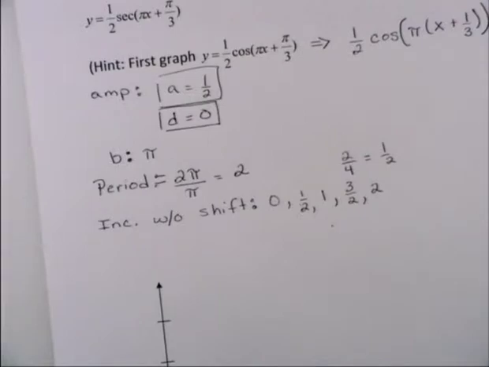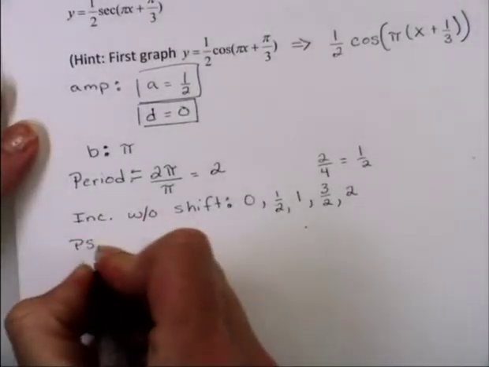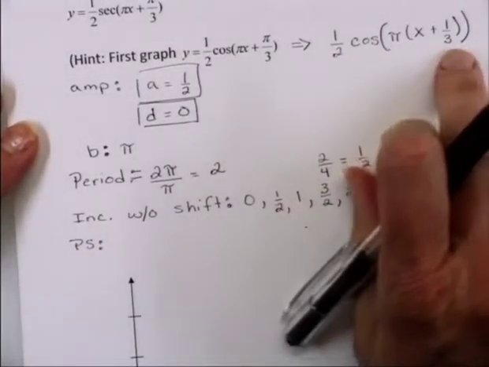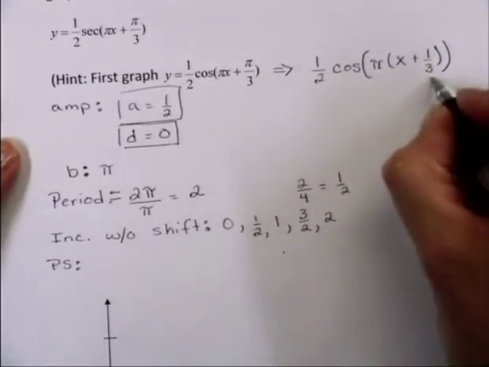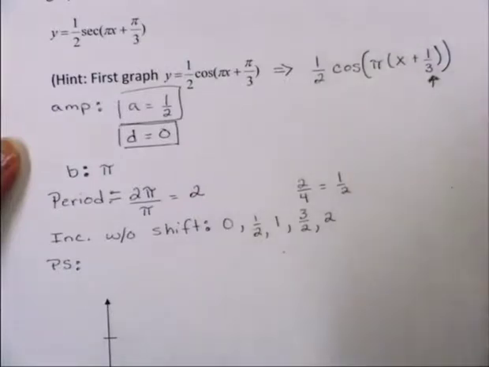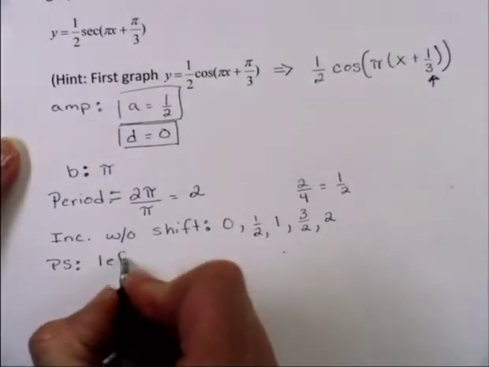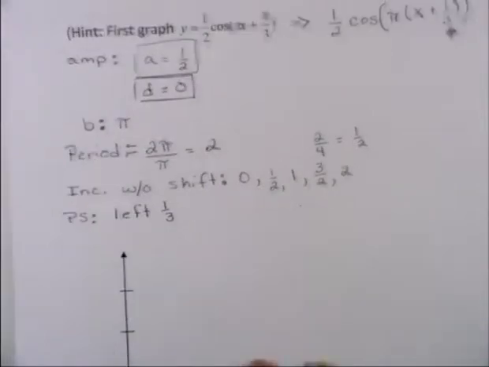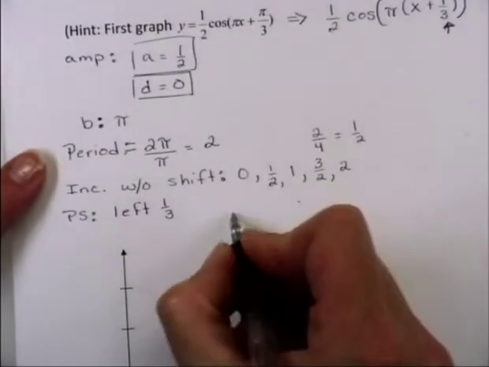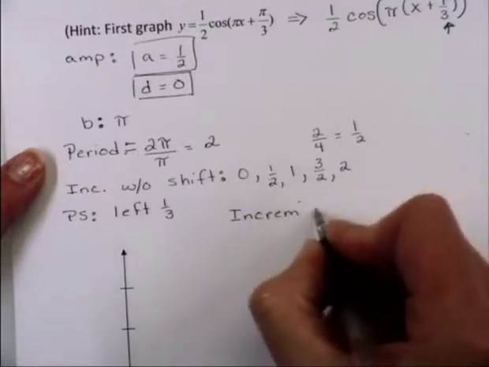All right, now the last thing we got to do again is that tricky phase shift, that horizontal shift. So let's figure that one out. I've already set up the equation so we can just look at it here. Since I factored out that B, there's my phase shift. It's plus a third, so we are going left 1/3. All right, now this is the part that takes a little bit of time and energy. We got to set up our increments with the shift now.